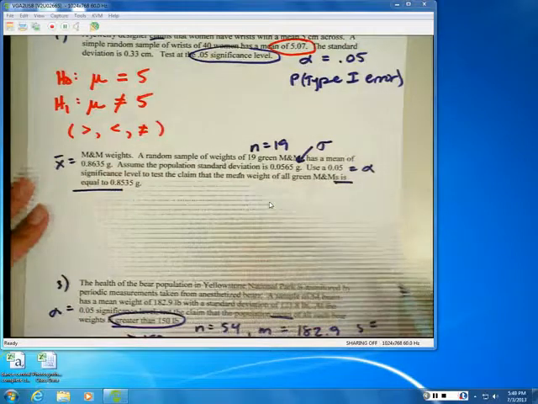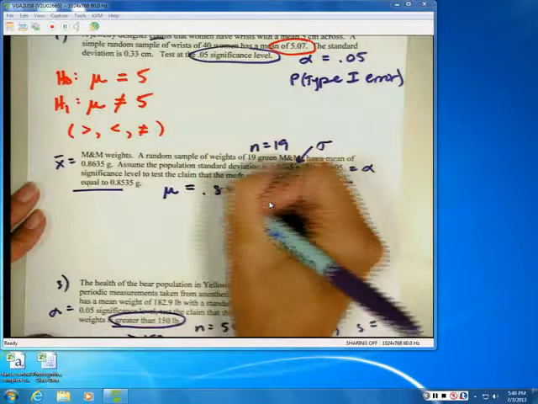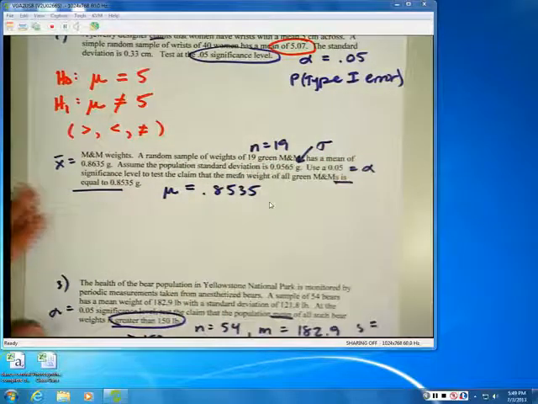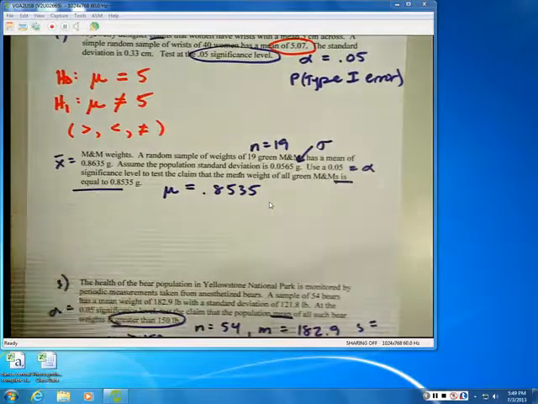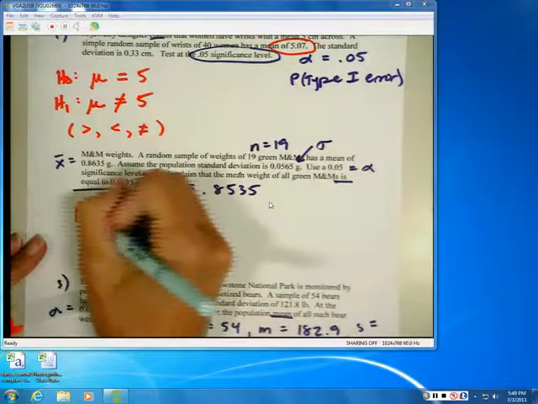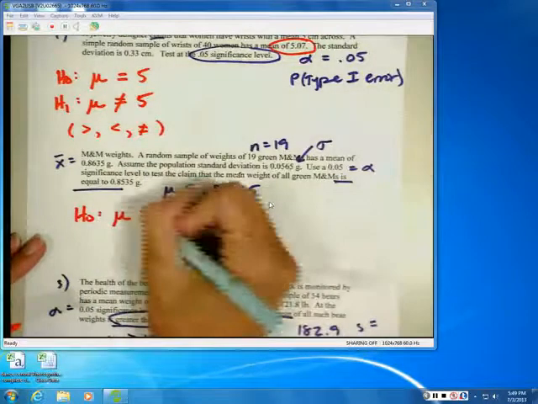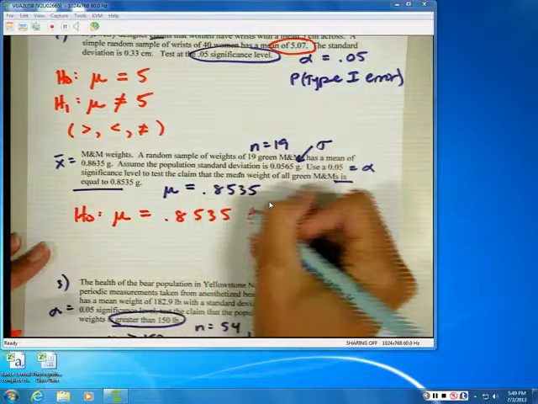So on this one, mu is equal to 0.8535. Well, that's a null hypothesis. That's where the equals lives. So when we put these together, this claim is the null hypothesis. Mu equals 0.8535. I'm going to label that as my claim.